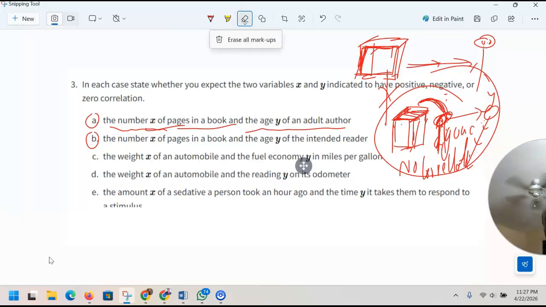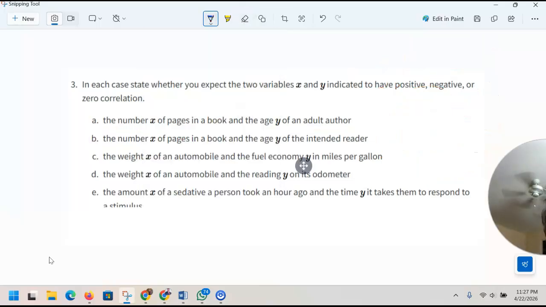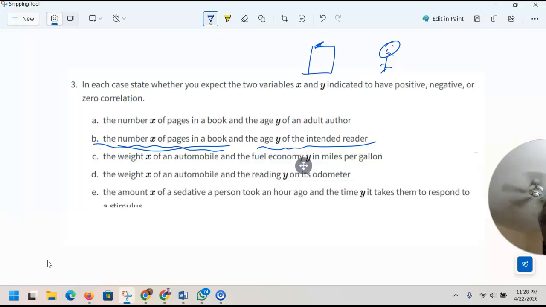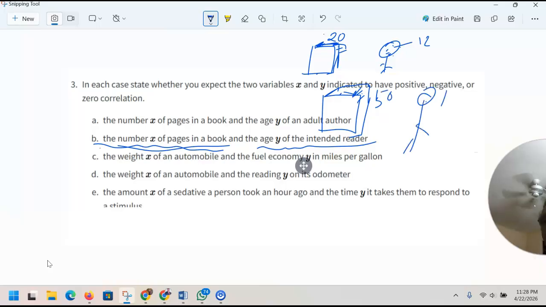Let's clear this. The number of pages in a book and the age of the intended reader. So this makes sense. Let's say there is a child who is 8 years old. The book intended for them will have fewer pages, maybe 20 pages only. When the child is 12, the pages increase to, let's say, 50, and the age of the child is maybe 15.